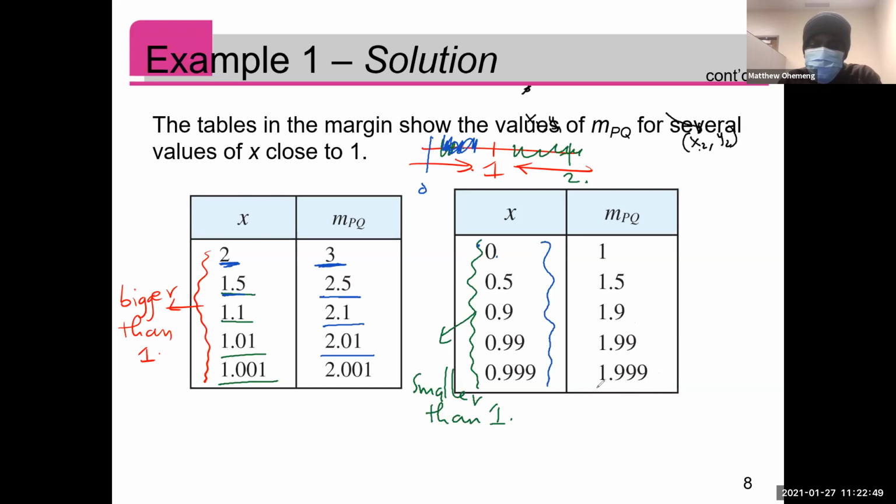So whether you're using smaller values or bigger values than 1, the closer you get to 1 from either the right or the left, the closer you are getting to 2. So it's safe to say that we can guess that the slope of the tangent line is 2. As I said, at this point in time, it's just a guess. You get more solid ways of doing it, but that's the idea.